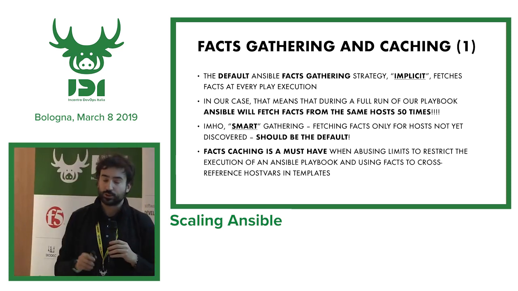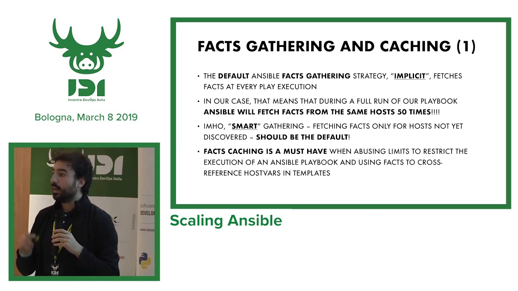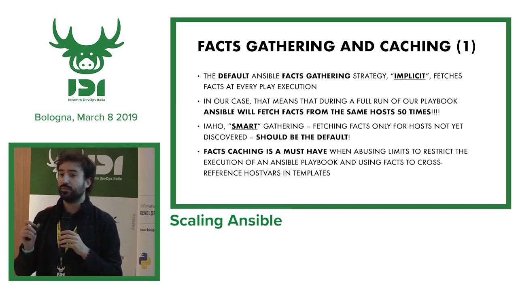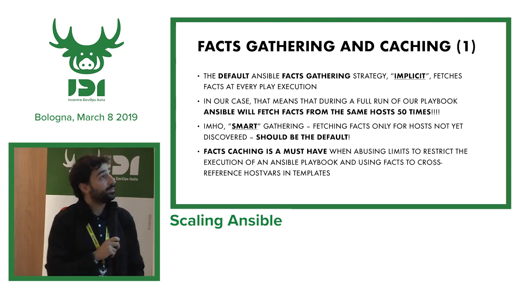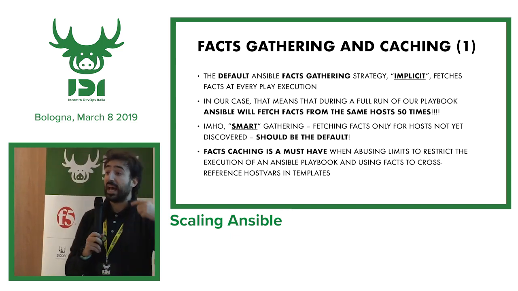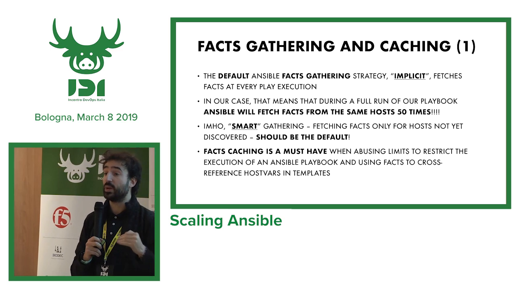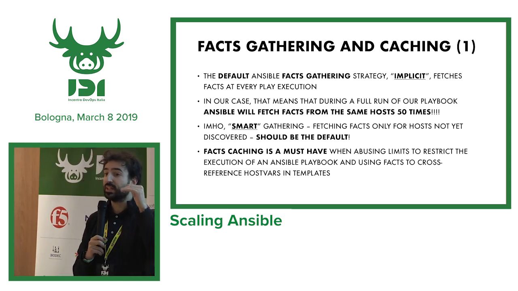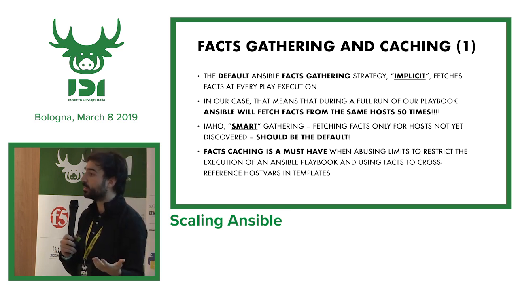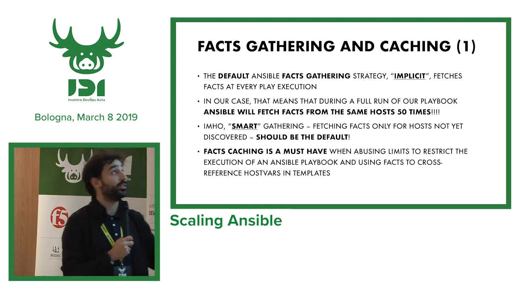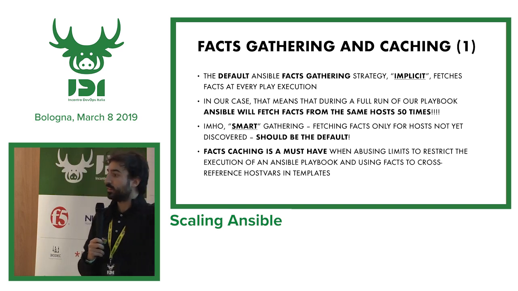The other thing that is super important is to use fact caching. Ansible is super slow at fetching facts. Very, very slow. And by default, at every play execution, Ansible fetches the facts. We have like 50 plays. So that means that 50 times Ansible by default is fetching facts in our playbook, even if it's not needed, just because it's the default. This implicit mode of fetching facts is making everything slow.